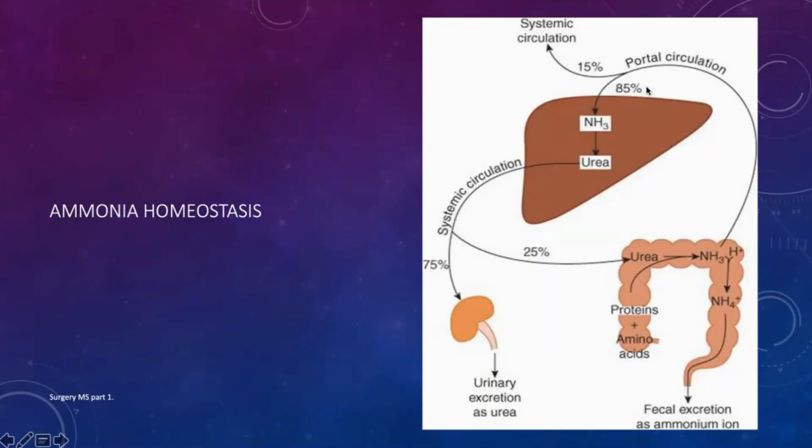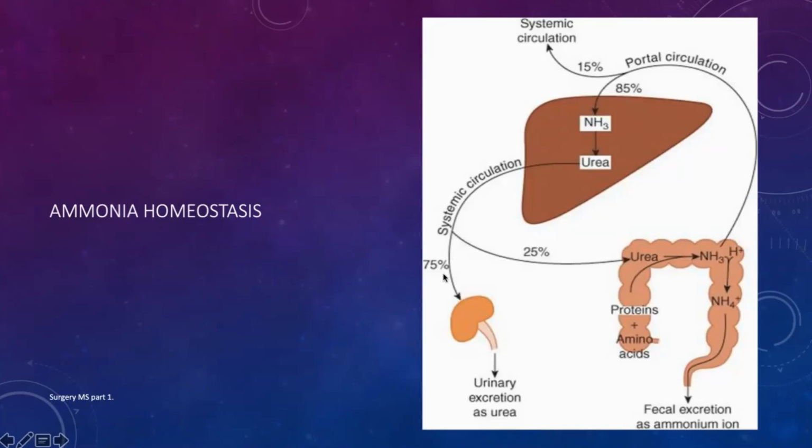And about 85% of this ammonia is converted into urea. About 15% will go back to the systemic circulation, and so it will be circulating in the rest of the blood volume. However, this urea will enter into the systemic circulation. Since it is water soluble, it will enter into the kidneys and it will be excreted through the urine.